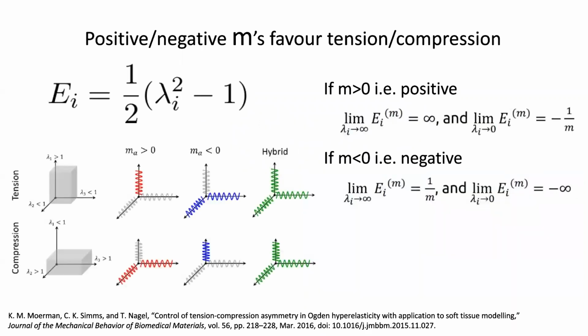And why am I proposing positive and negative M's? Well, this is from my paper on tension, compression, or symmetry in Ogden forms. The red springs show what happens. The top row is tension. If you get a block and you pull at it, that's uniaxial tension, you extend it. If your M's are larger than 0, then you have a resistance in this red direction. It puts up a fight.